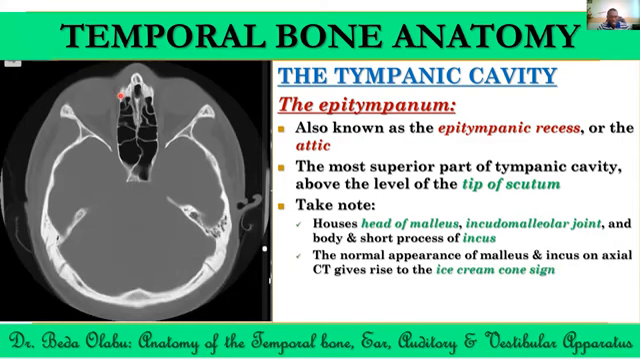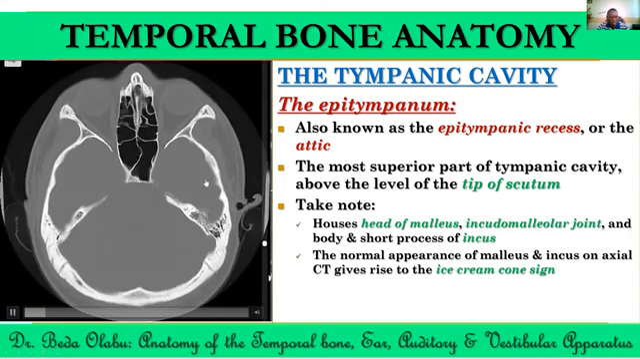I've told you that the normal appearance of the malleus and incus on axial CT gives rise to that thing that will look like an ice cream cone. Let me show you that from this video as well. So we want to cut this as we see different planes. The cut is from above. Now the video is playing. We are moving down.